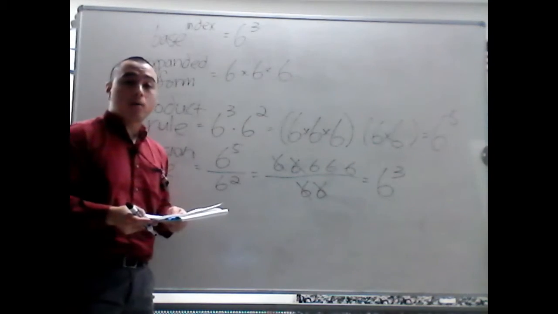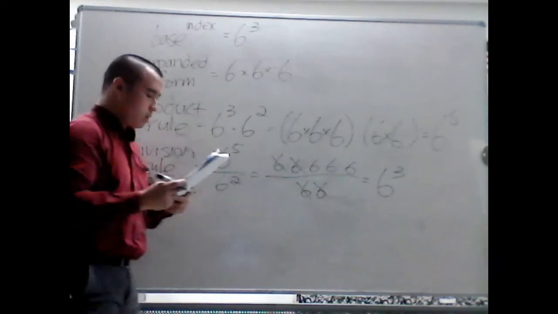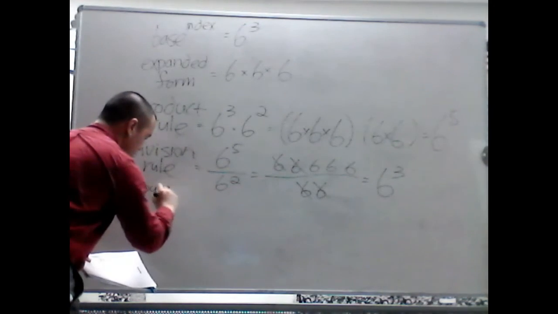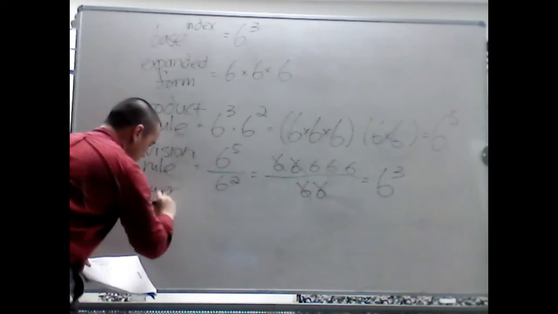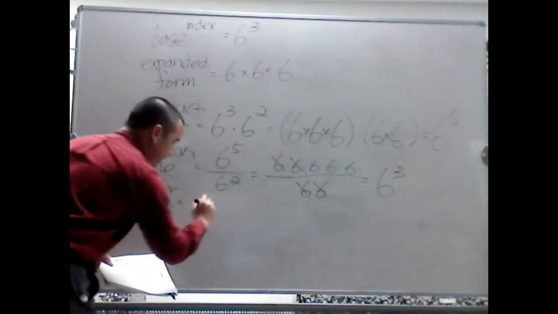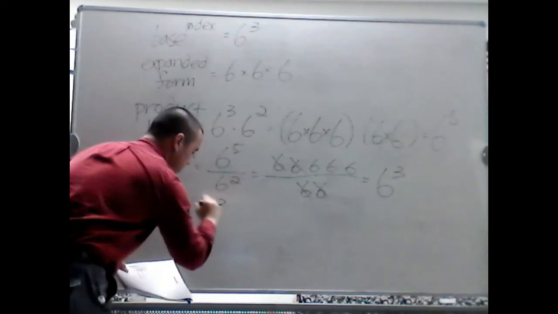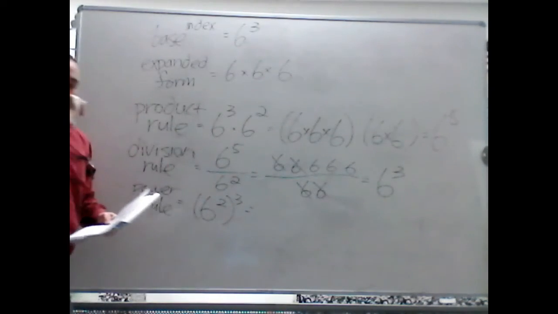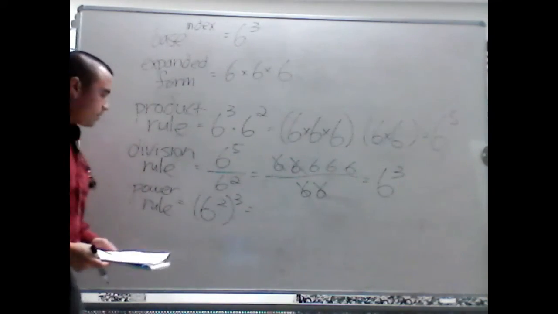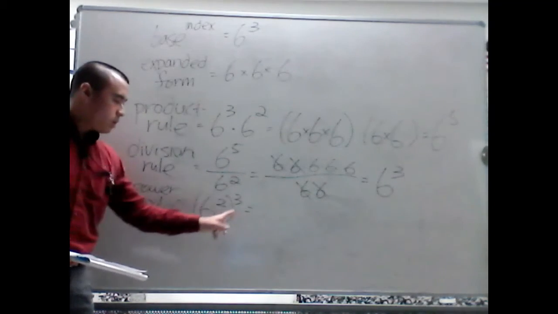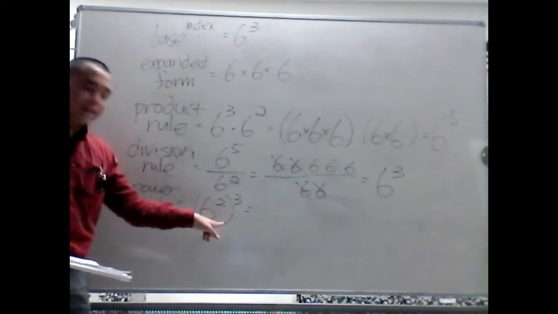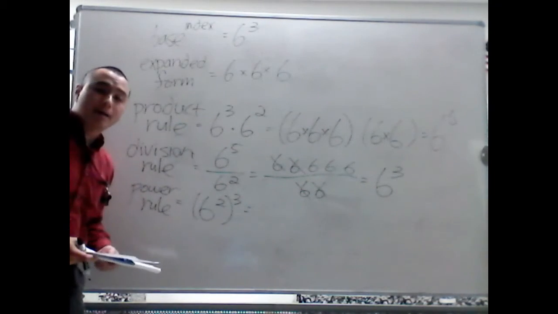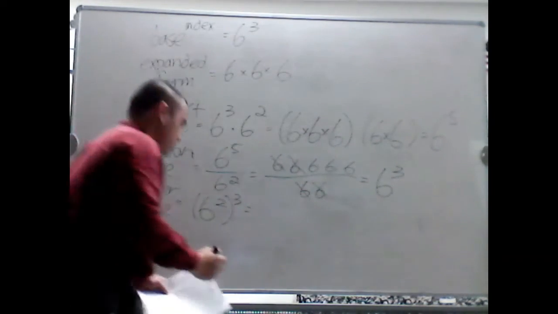Then we have power rule. Power rule is just, so if I have 6 to the second raised to the third, what this does is I raise what's in the parentheses to the third, and so it multiplies by itself 3 times. Let me write it out.